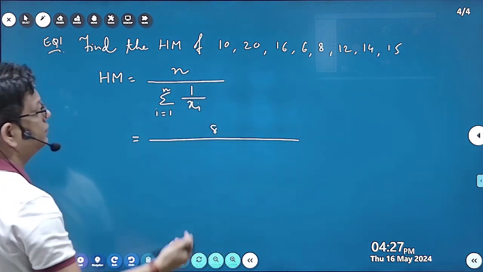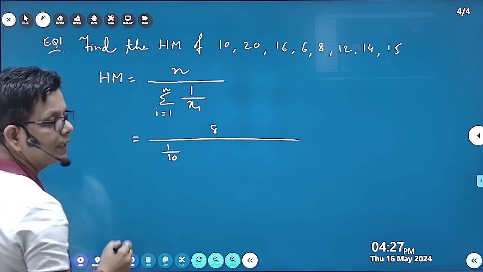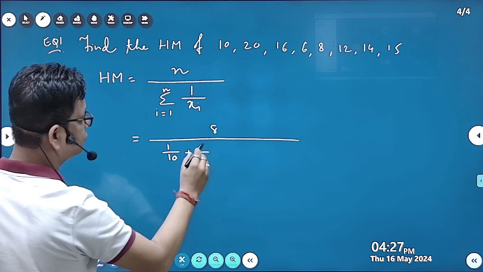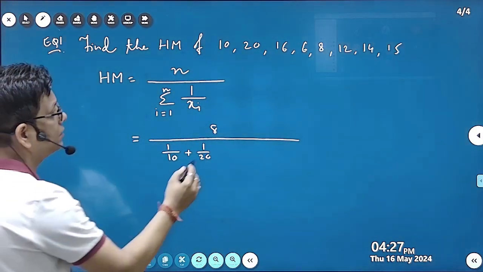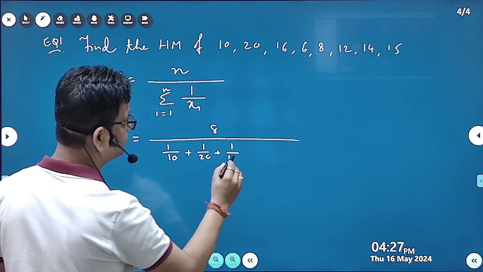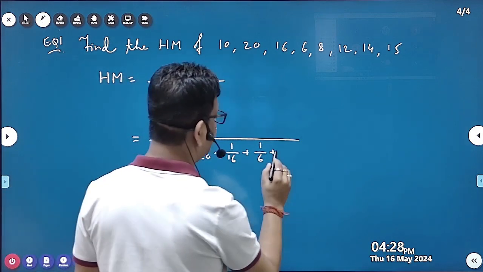If you have not understood even that, you see 10, the reciprocal is 1 by 10. 20, the reciprocal is 1 by 20. So right till the last number. So it is 1 by 16, then 1 by 6, then 1 by 8.